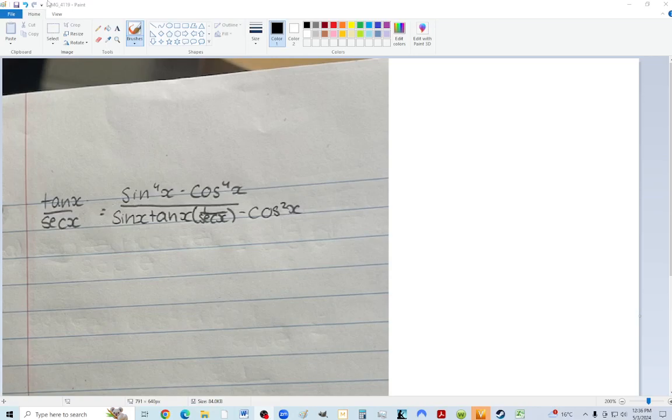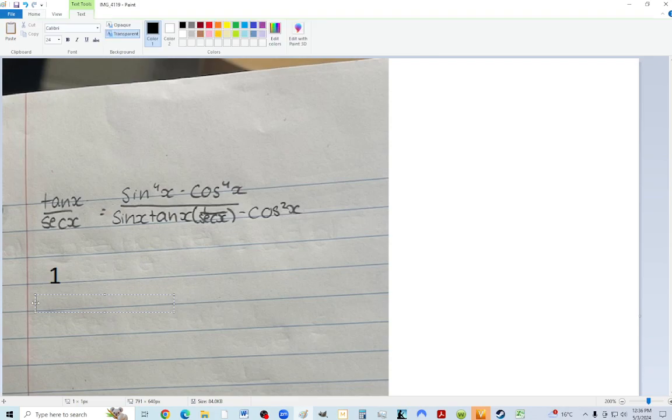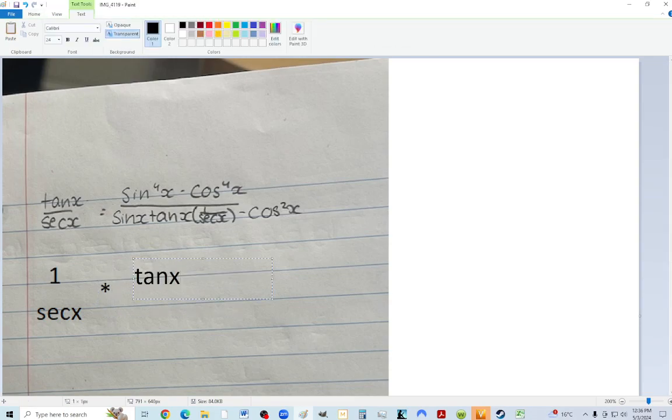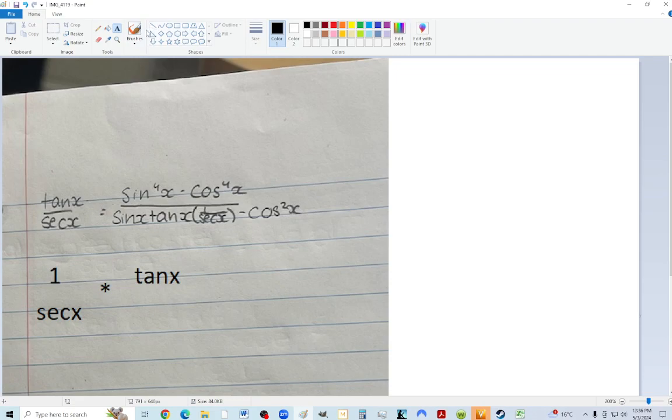Okay, so let's take a shot at this. First thing, notice that over here and here, this can be broken down into 1 over secant x times tan x over 1, right? That's essentially what that is.